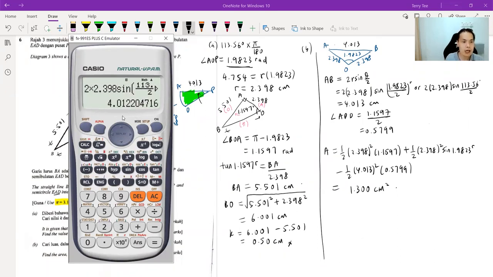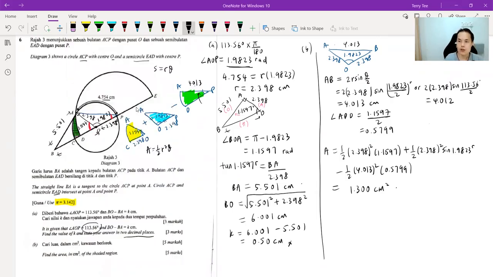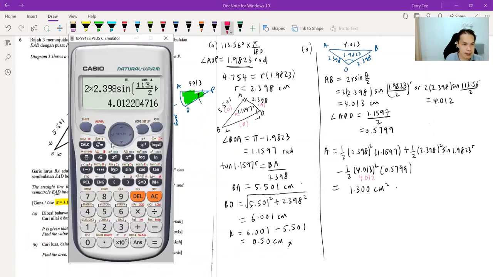All right, so this will give us 4.012. See this? This is 4.012. So when you replace this with 4.012, you notice there is a slight difference in my answer. All right, now let me just do this again. Half times 2.398 square times 1.1597.